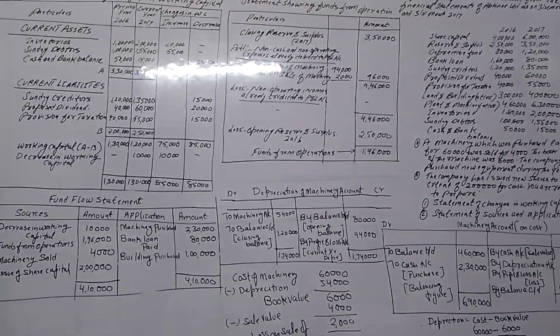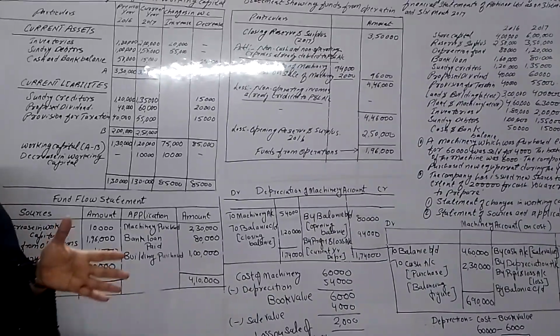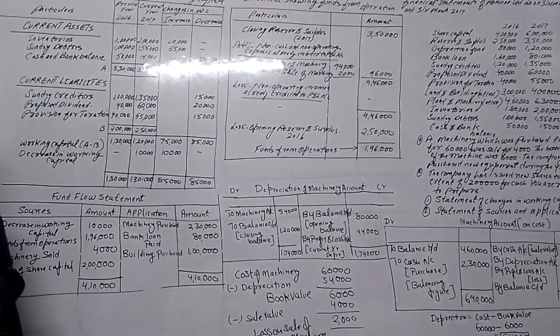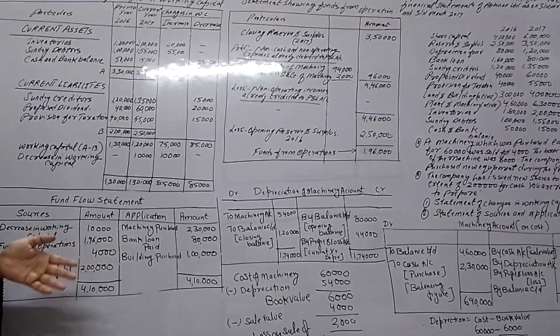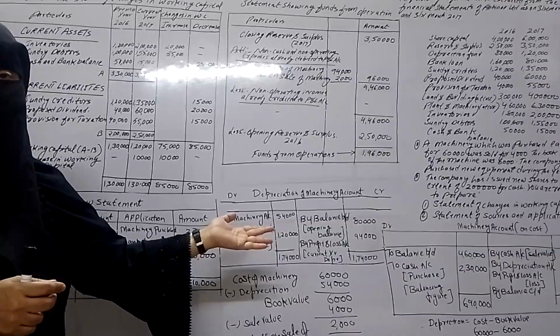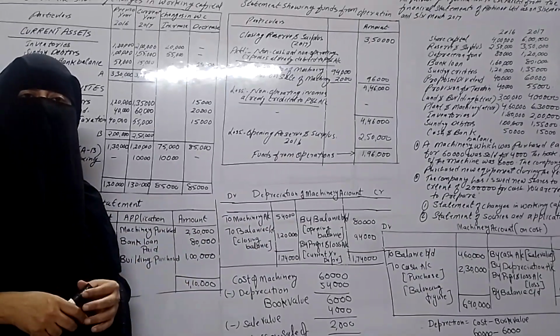So students, this is unit 4, fund flow analysis. Under that we prepare the fund flow statement. But before preparing the fund flow statement, we prepare the working capital statement and the funds from operation statement, and we have done the working notes. So this is the question, and this question is very important from your examination point of view.